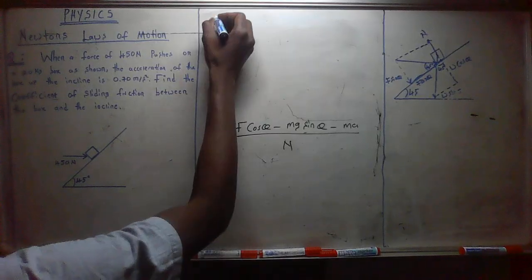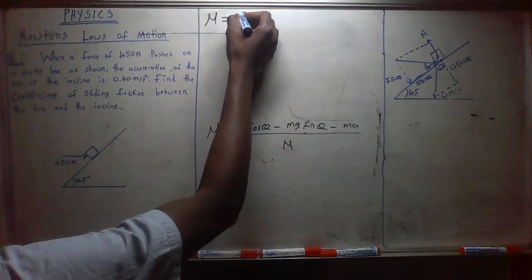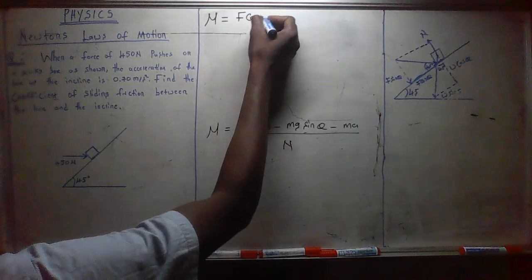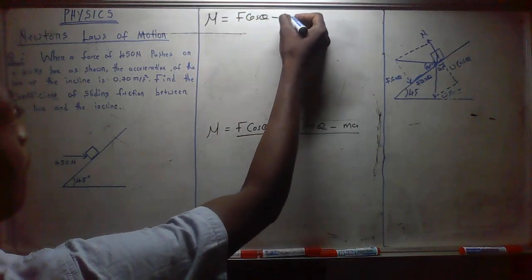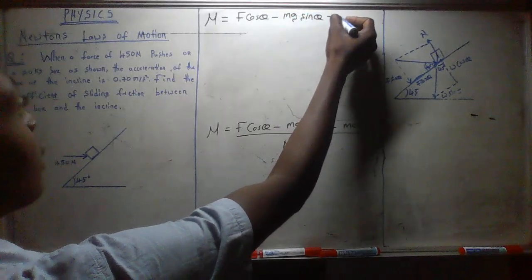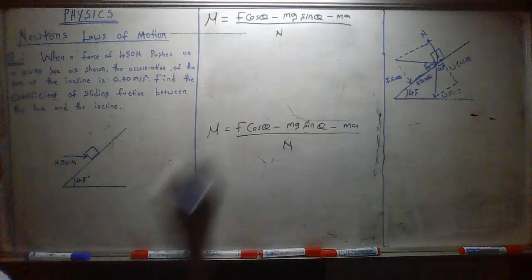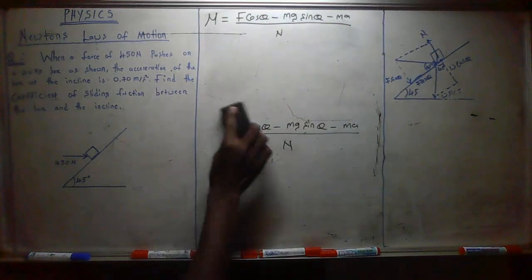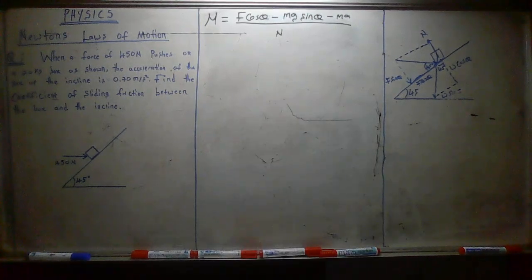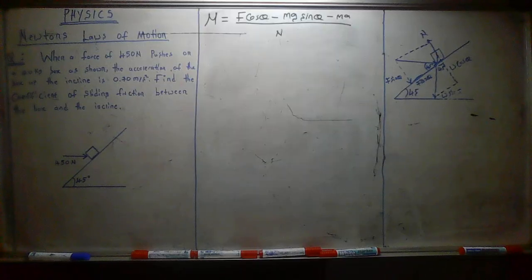So let's write this formula here. Coefficient of friction is equal to F cos theta minus mg sin theta minus ma over normal force. Right, so this we have them, yeah. But what about for the normal force? How do we find the normal force?